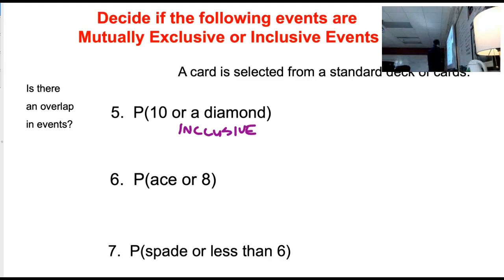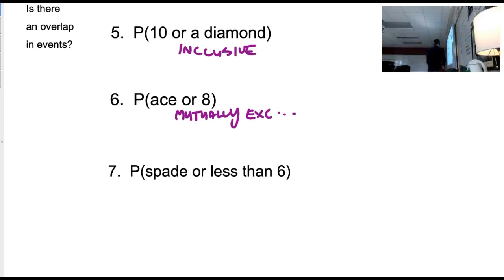Probability of an ace or an 8. Those cannot both be, can't be an ace and an 8, right? So those would be mutually exclusive. And the last one, spade or a number less than 6. That you definitely have some overlap there, so that would be inclusive.